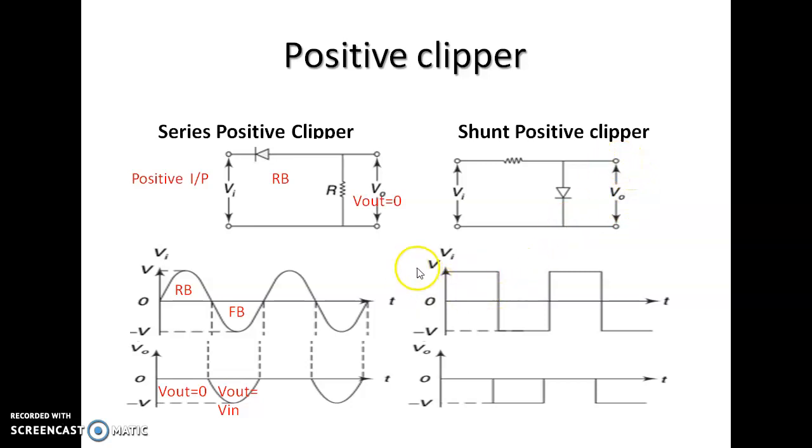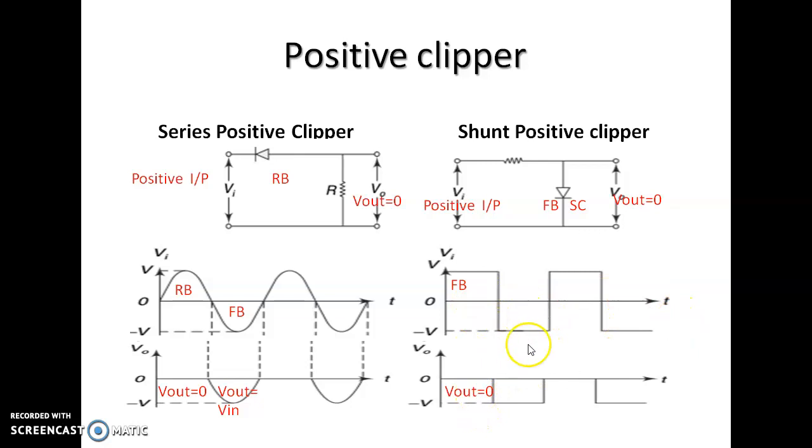Let us assume that a positive input is given. What is the meaning? The meaning is the input above the 0 reference level is given. Then a positive input has been applied to the anode. The diode is forward biased, which is equivalent to the short circuit. And we know that if we measure a voltage across a short circuit, it will be equal to 0. So for this half, the output will be 0.